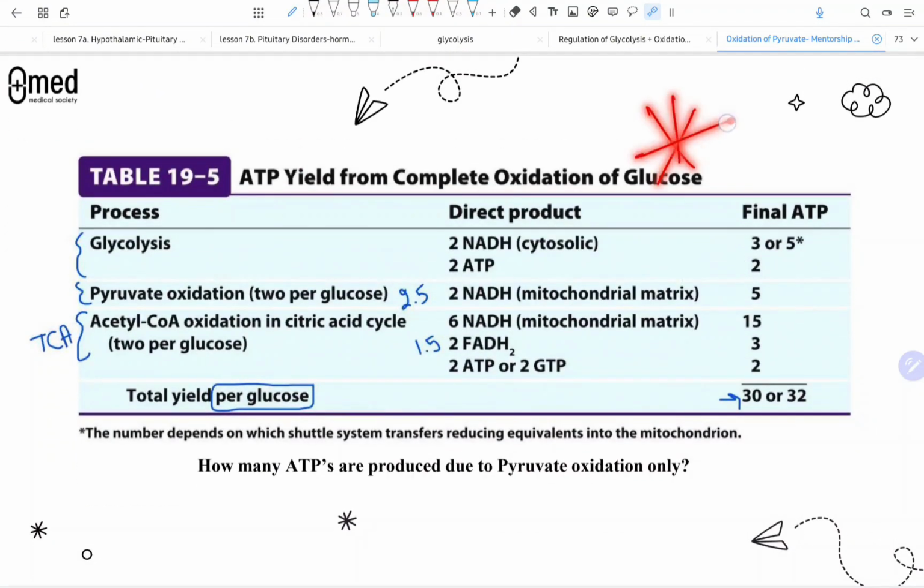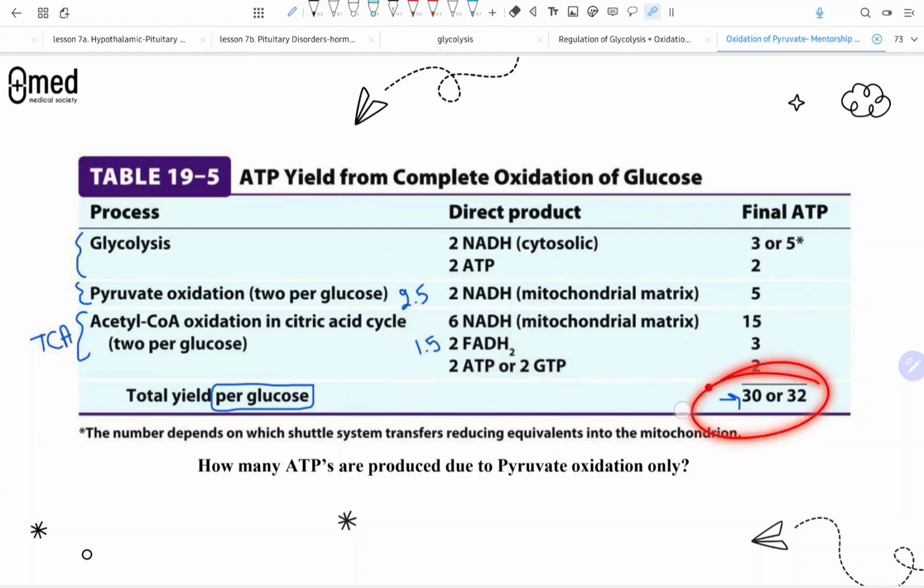Guys, this is very important because she actually asked about this last year. So basically, what is the direct product of glycolysis? As we said before, 2 NADH and 2 ATP. This is the pyruvate oxidation. We talked about this before, 2 NADH. And I don't know if you took this yet. The citric acid cycle gives us FADH2, NADH, and ATP or GTP.